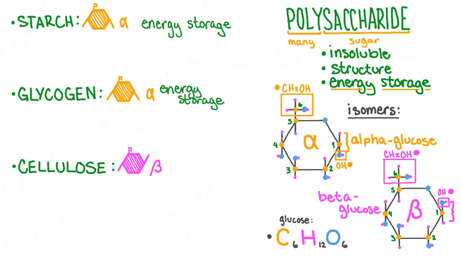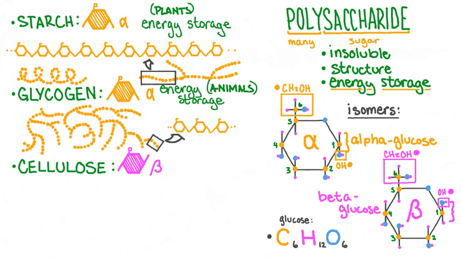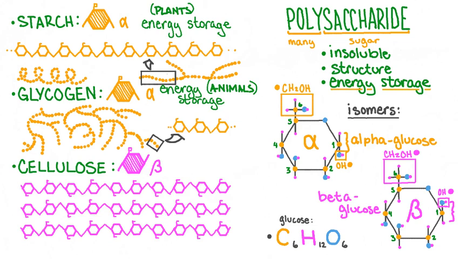They both function as energy storage molecules. But starches are only made by plant cells, and glycogen is made by animal cells. Starch can occur in long, branched or unbranched chains, while glycogen is always a highly branched molecule.